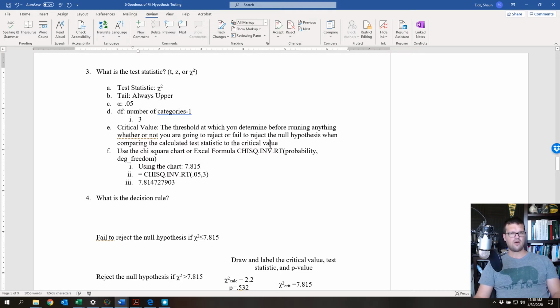7.815. Now, the other option that you have is in Excel, you can use this formula right here. I'm going to copy this formula, and more specifically, it's this formula right here. The probability, or alpha level, and the degrees of freedom. So that's what we have for the chi-squared. This is the alpha level. This is the degrees of freedom. And so I'm going to copy this.